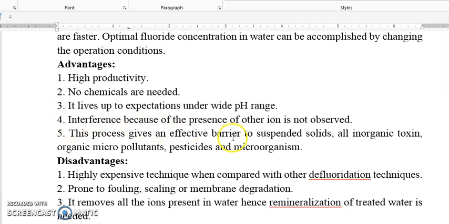And then the interference because of the presence of other ions is generally not observed, right? Any other ion present in the water is not going to interfere with the fluoride removal. That is the meaning of the fourth one. And this process gives an effective barrier to suspended solids, inorganic toxins, organic micropollutants, pesticides and microorganisms. So it can help in the removal of all of these apart from removing fluoride.